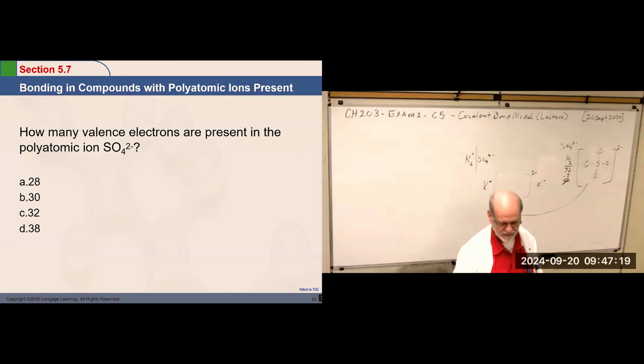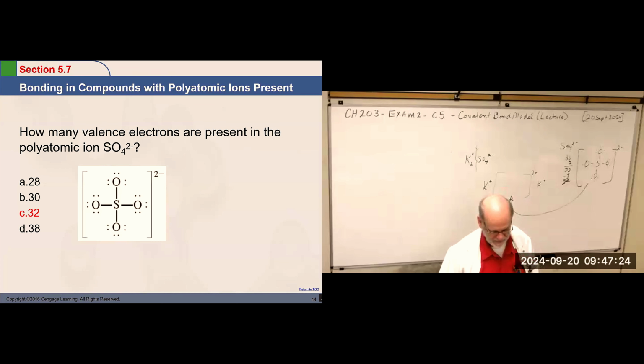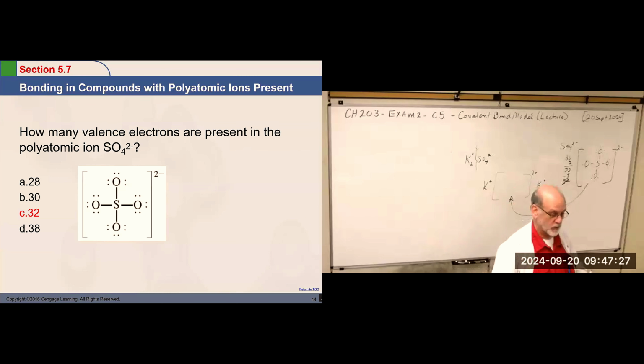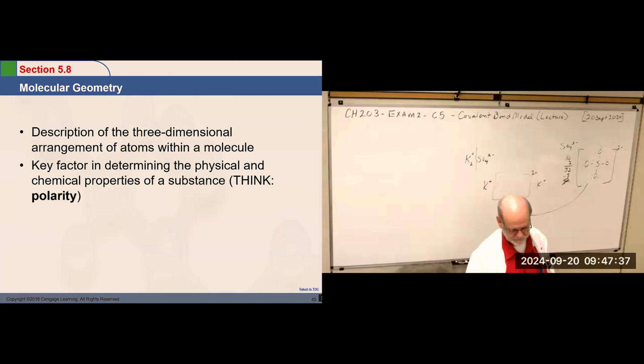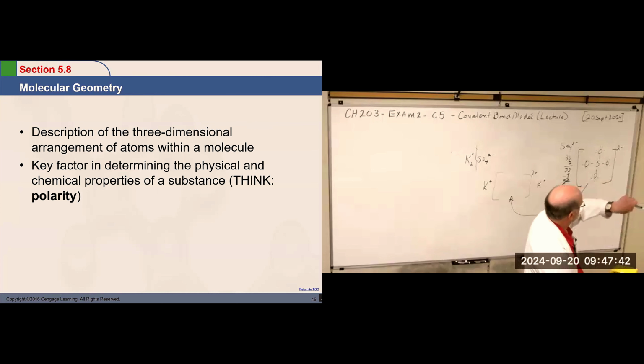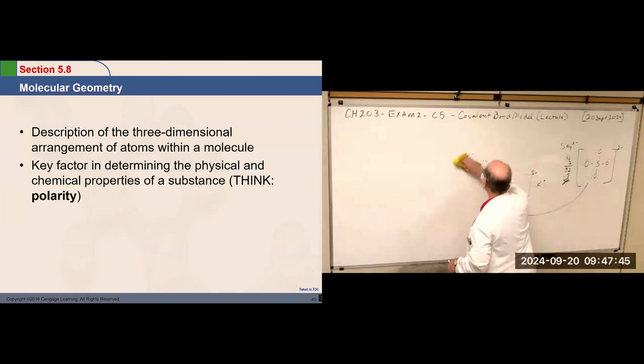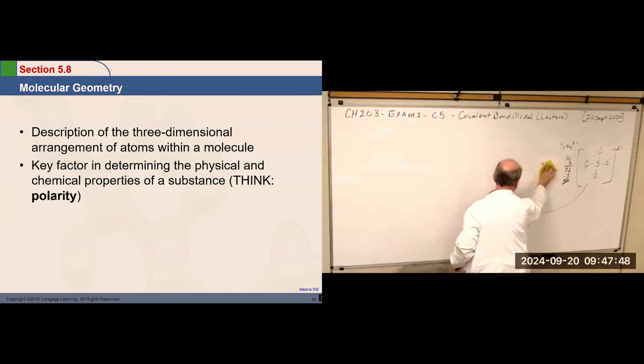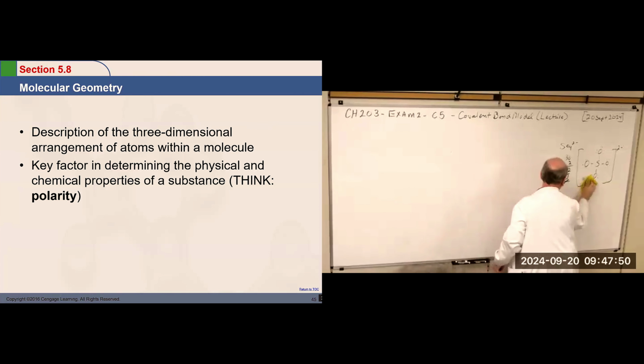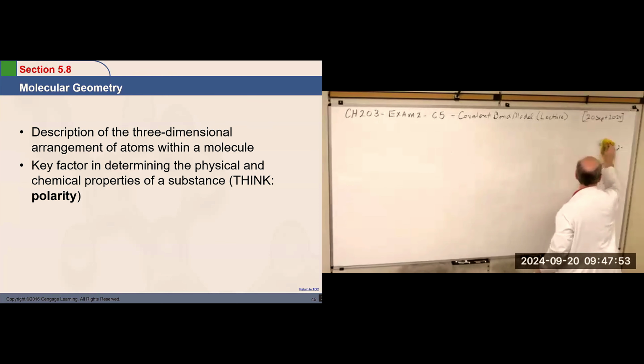All right, so how many valence electrons did we count up? 32, wasn't it? Yeah, 32. And if you were asked to do this dot structure for one of these polyatomic ions, don't forget to put the charge. Bracket and charge. Okay. Let's see. Doing good on time. Let's do one more polyatomic just for fun before we get into the structure. The geometry of molecules.